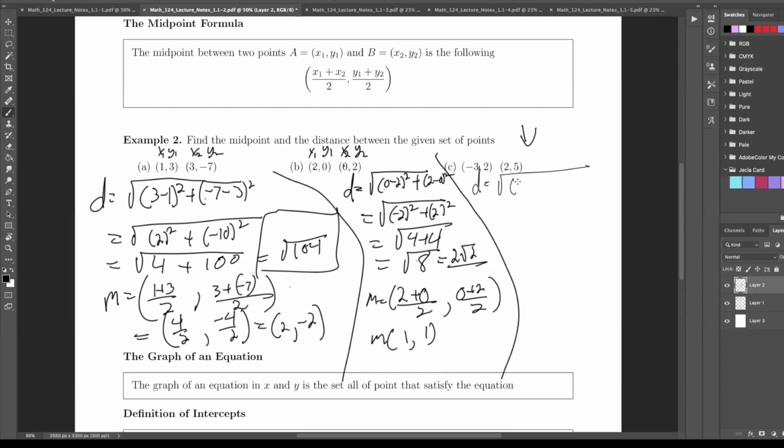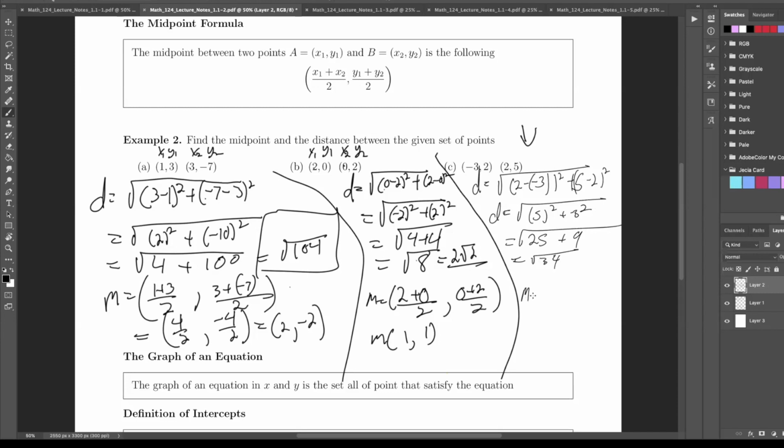So here we're going to have 2 and 2 minus negative 3, which gives us plus 3, right? Squared plus 5 minus 2. So 2 minus negative 3 gives us 5. So this is 5 squared plus 3 squared, which gives us the square root of 25 plus 9, which gives us the square root of 34.